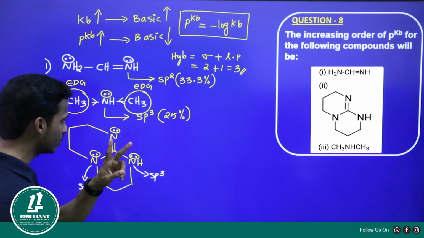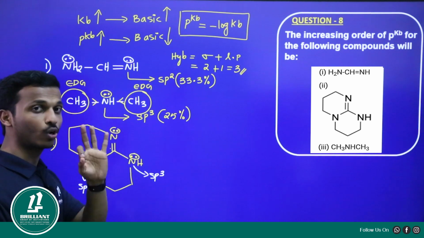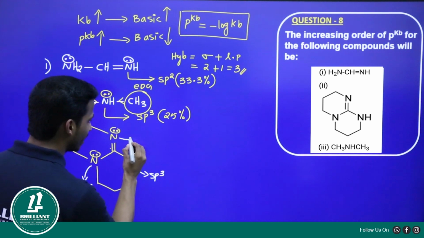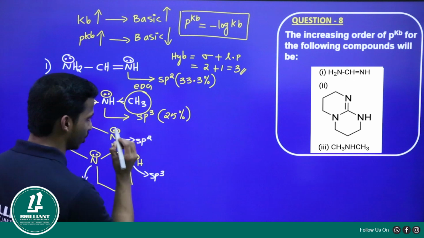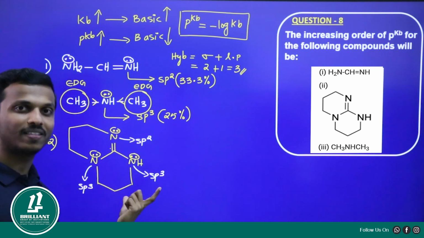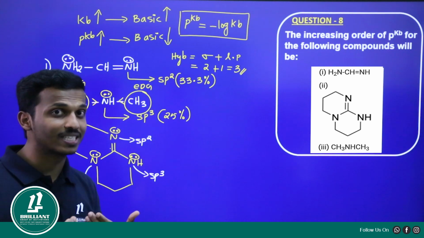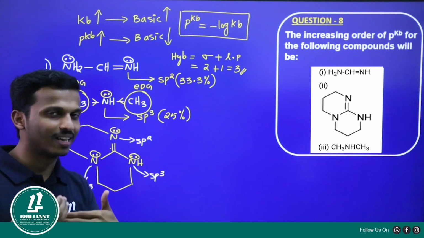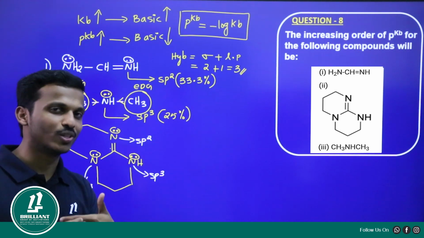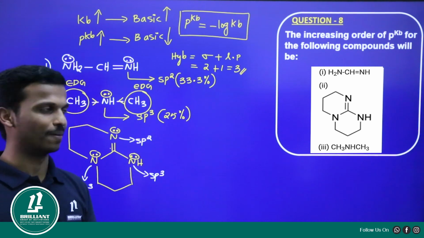So 1, 2, 2 sigma bonds and 1 lone pair, total 3. That means this nitrogen is sp2 hybridized. So there are 2 sp3 hybridized nitrogens. So what happened? Their s character is lesser, so they are less electronegative. So they are ready to donate the lone pair, right?